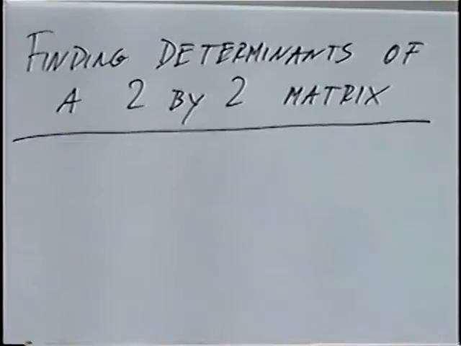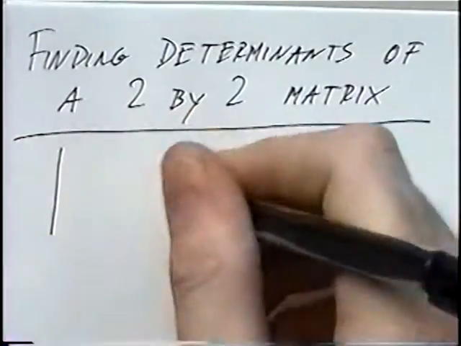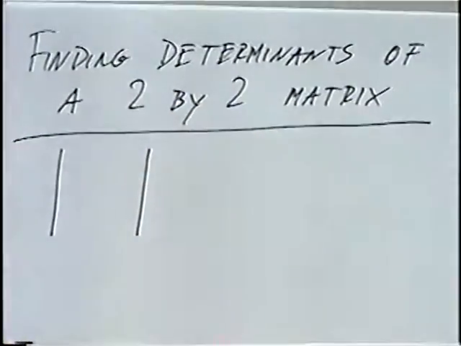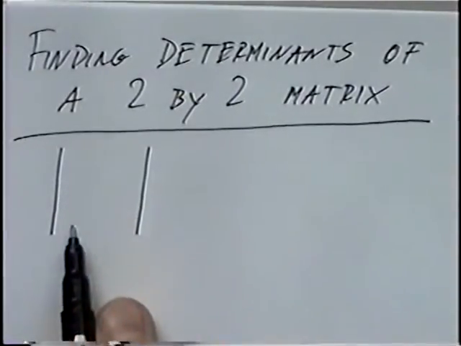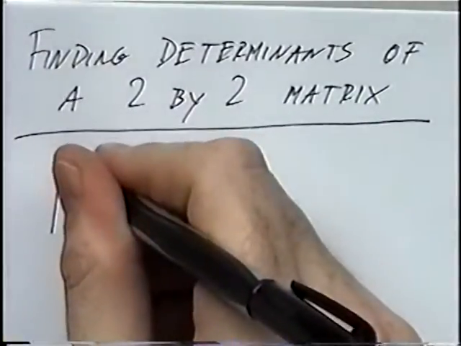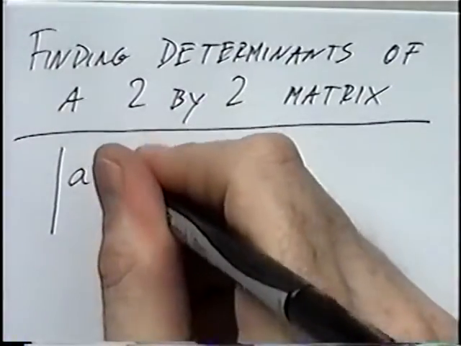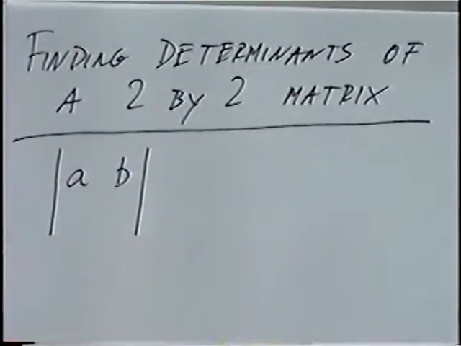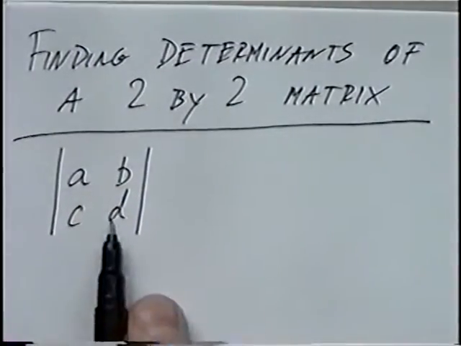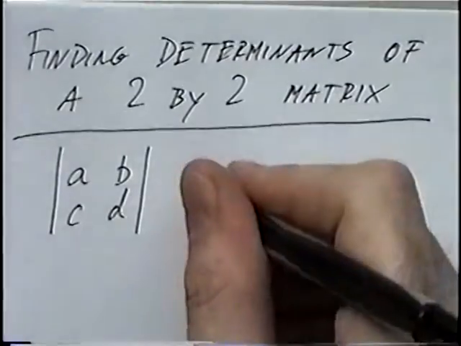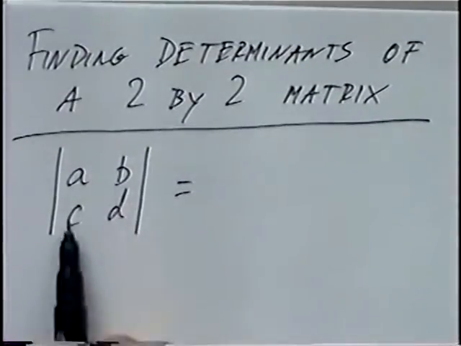The definition is a matrix which will have two vertical lines on the outside. And a 2 by 2 matrix means we'll have 2 rows and 2 columns. We'll put A for the first number, B for the second number in the first row. C will be on the second row, and D will be the second number in the second row. A matrix is a set of numbers.